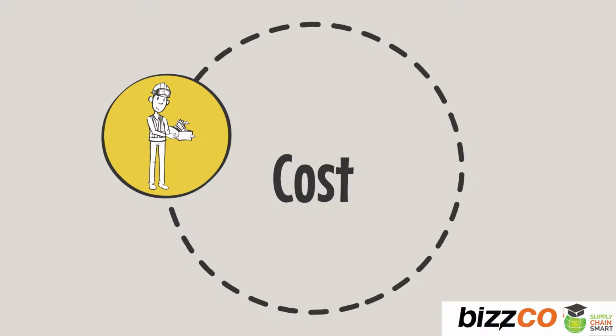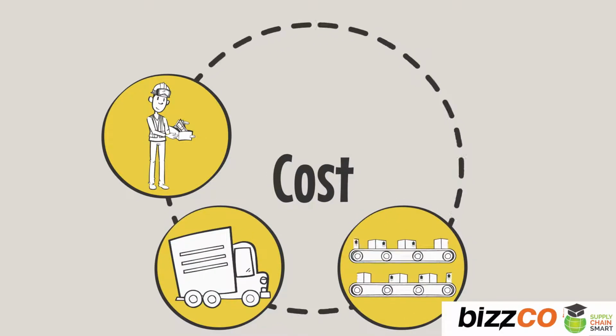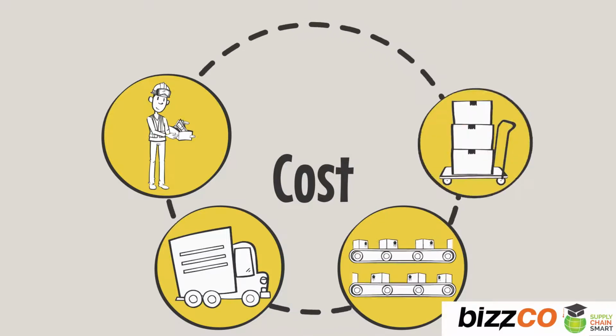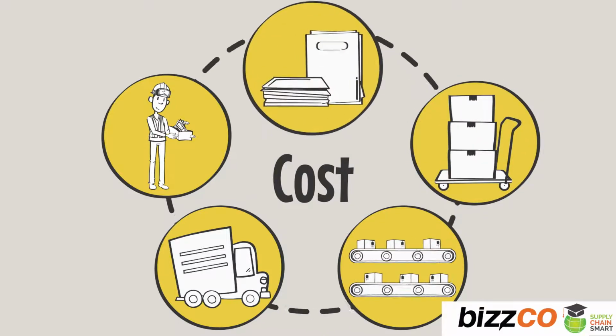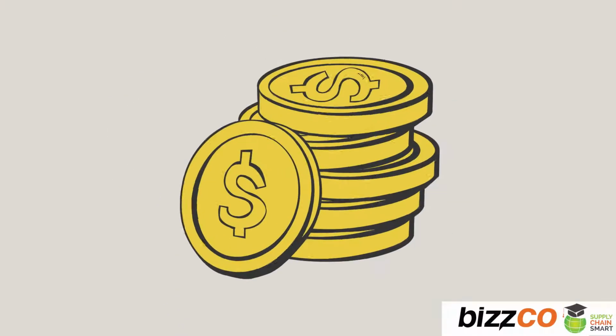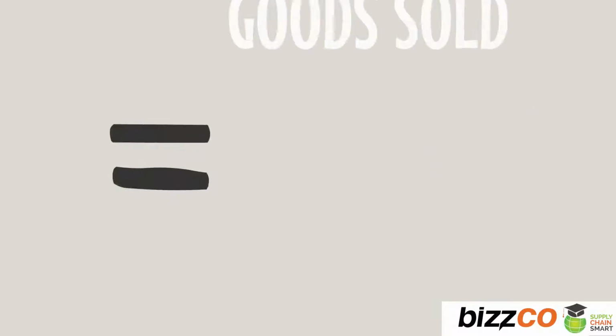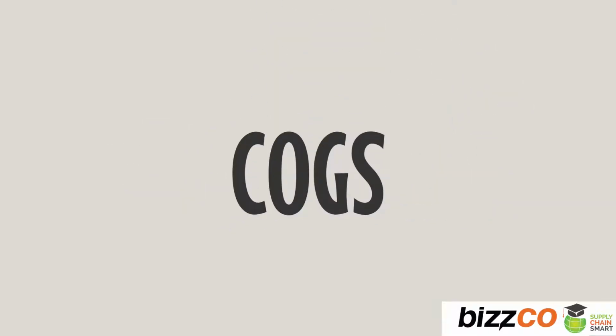This cost is a combination of the price paid to the supplier, plus the cost of transporting the purchased goods, plus any manufacturing or assembly costs, plus any packaging costs, and any other cost incurred which can be directly related to the product before being sold. All of these costs add up to provide what is known as the total cost of goods sold, or COGS.